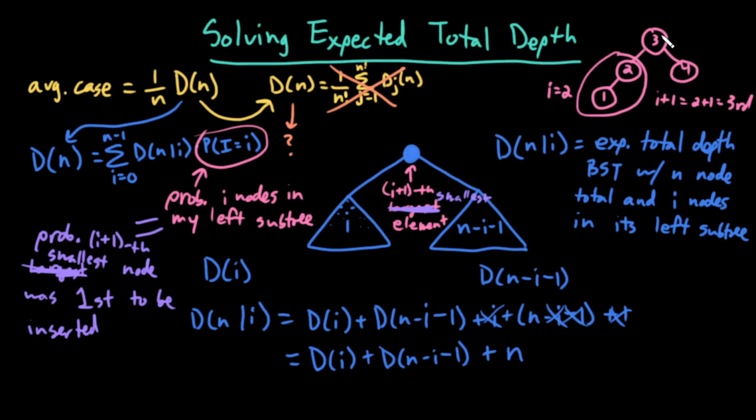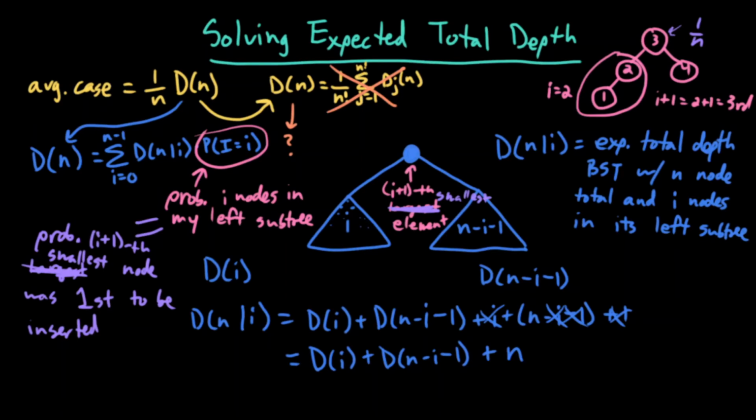But remember, assumption 2 said all insertion orders are equally likely. So out of my n possible nodes that I could have inserted first, I happen to pick this one. Well, the probability of that is just 1 over n. The probability of first inserting any of my nodes is just 1 over n, because all insertion orders are equally likely.